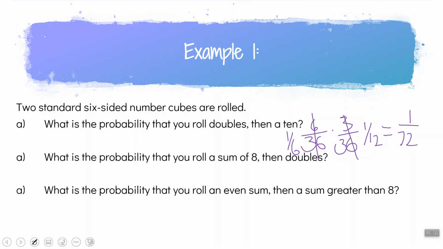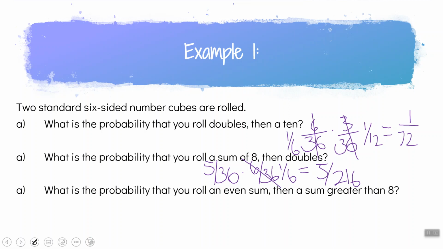What's the probability that you roll a sum of 8 and then double? So the odds of rolling a sum of 8 is 5 out of 36. And the odds of rolling doubles we just found was 6 out of 36. Not a great way to reduce that first fraction. But when we multiply this out, we get 5 out of 216, which is about 2.3%. Very low odds.